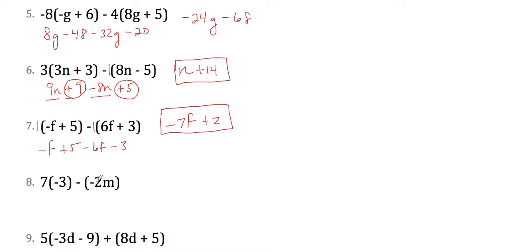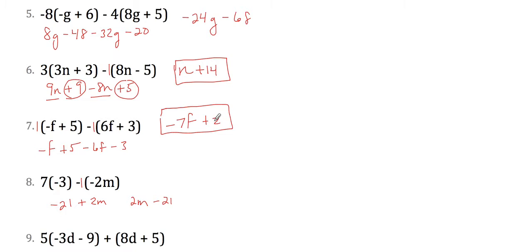All right, next one. 7 times negative 3 is negative 21. And then you have a negative 1. Negative 1 times negative 2m is going to be positive 2m. So you can write your answer like this. Or you can flip it around and say 2m minus 21. For all these, actually, you can flip them around.